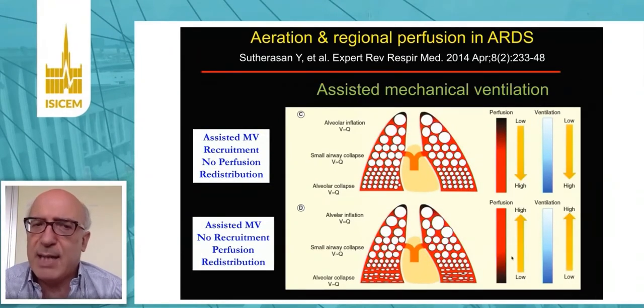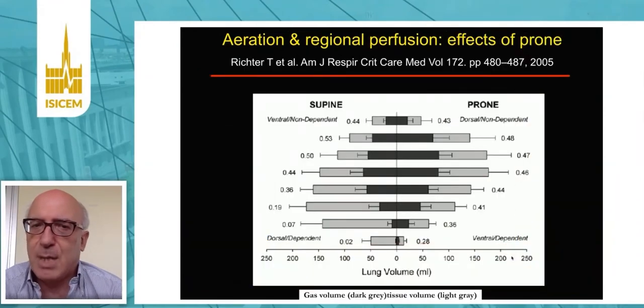On the contrary, during assisted mechanical ventilation, we can have recruitment or no recruitment, and in different cases we can observe different redistribution of perfusion. When we have recruitment, we have a maintenance of perfusion in the dependent part of the lung, so an improvement in the VQ and a reduction in shunt. On the other side, when there is no recruitment in assisted ventilation, we can observe a redistribution of perfusion towards the aerated part of the lung.